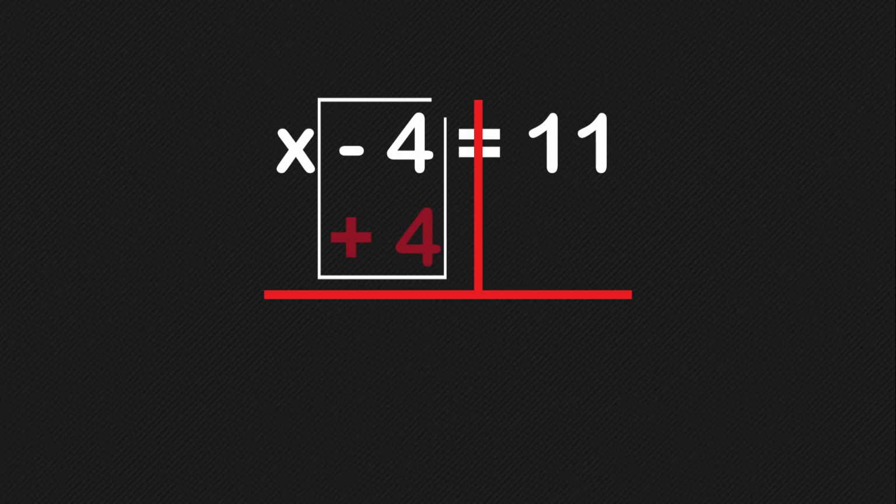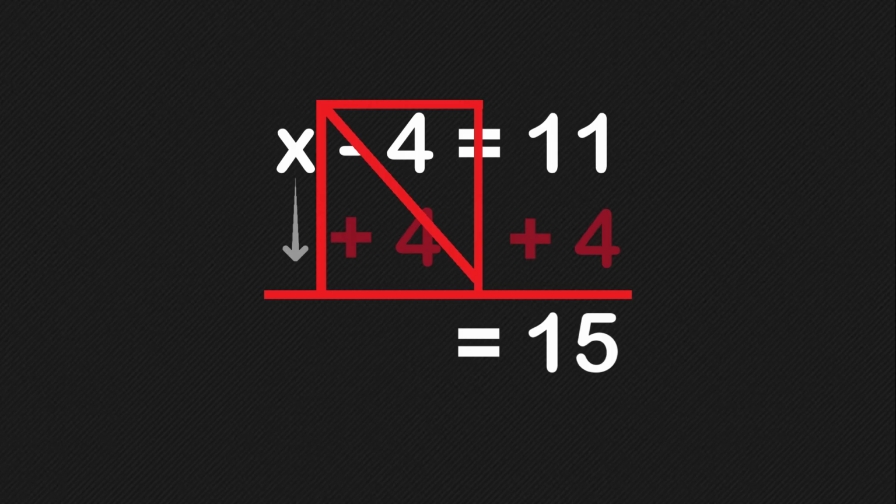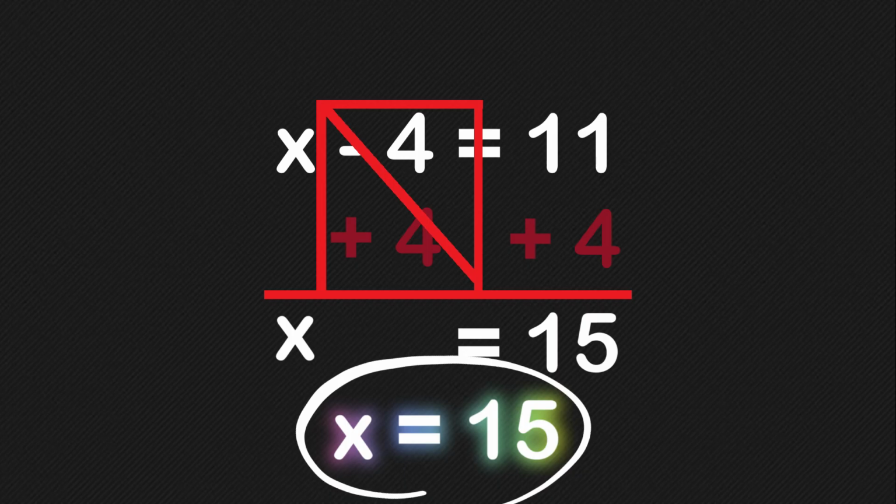Now, minus 4 and plus 4 are opposites, so they just cancel each other out. And then we're going to go ahead and do 11 plus 4 on the right side. And 11 plus 4 is 15. And once again, we didn't do anything to the x right here, so we're going to drop it down and just write our x again. And now we can see that x equals 15. Now this is where things are going to get a little bit tricky.